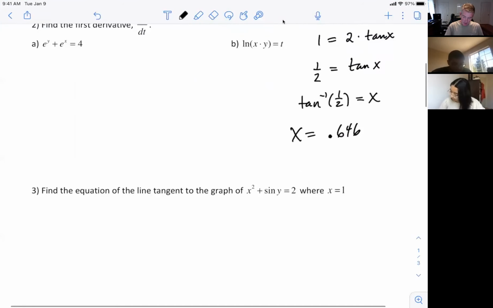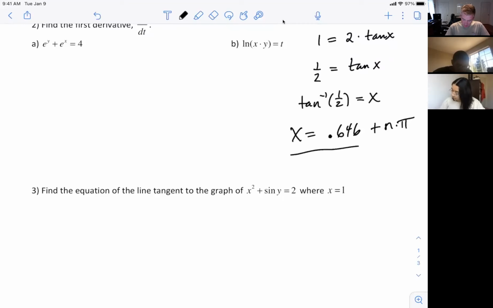And then because tangent equals 1/2 over and over again, you could just add a multiple of its period, which is pi. So just n times pi, or some places put k times pi. And then that would be all of the places where tangent equals a half.